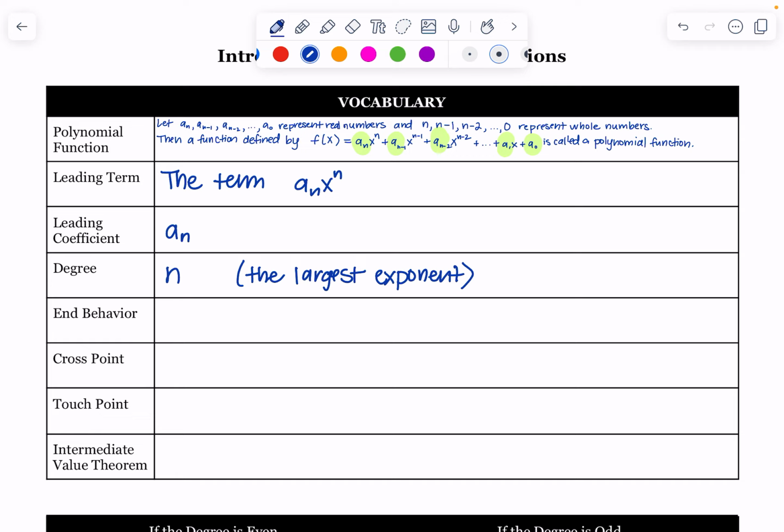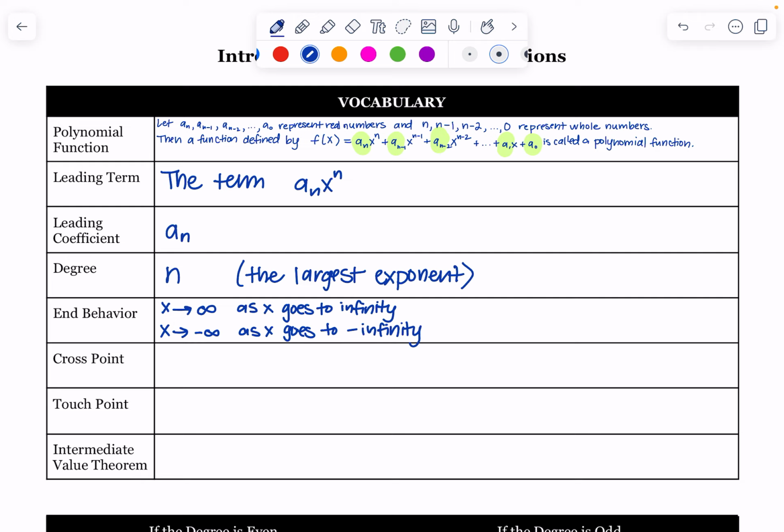End behavior is a little bit more complicated. It's going to make more sense once we work some problems. But some things that we need to talk about: when we see x with a right arrow infinity, this means as x goes to infinity, and then x to the negative infinity would be as x goes to negative infinity.